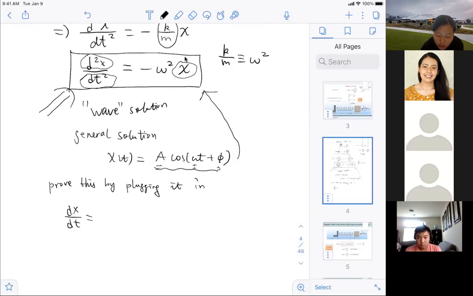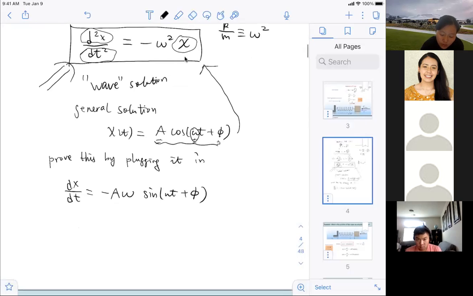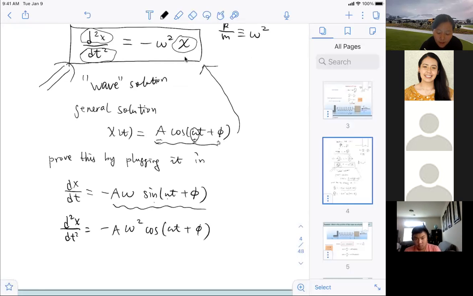So taking the derivative with respect to t, what do you get? A cosine becomes a negative sine. So negative A times omega, because omega is in front of t, sine of omega t plus phi. And you do the second derivative. So you take the derivative with respect to t one more time. Sine becomes cosine, and you have another omega, so negative A omega squared, cosine of omega t plus phi. So this is the left-hand side of my equation.